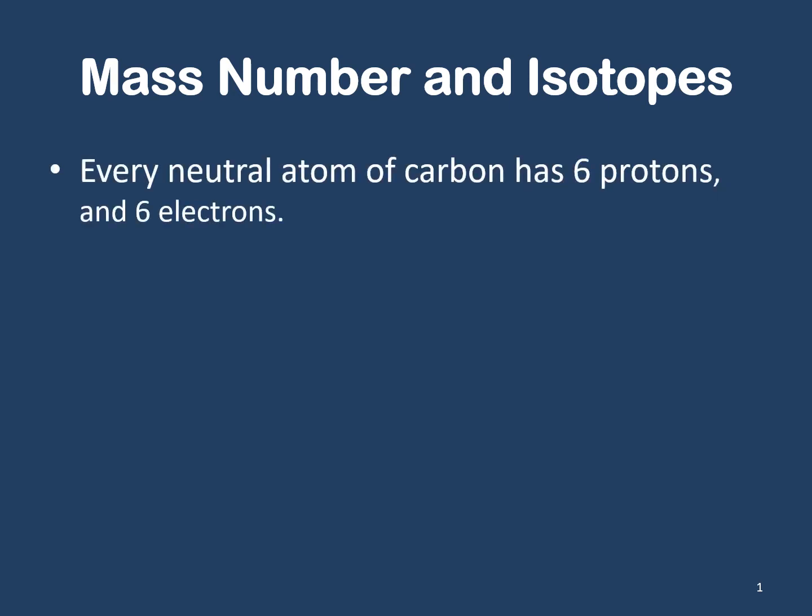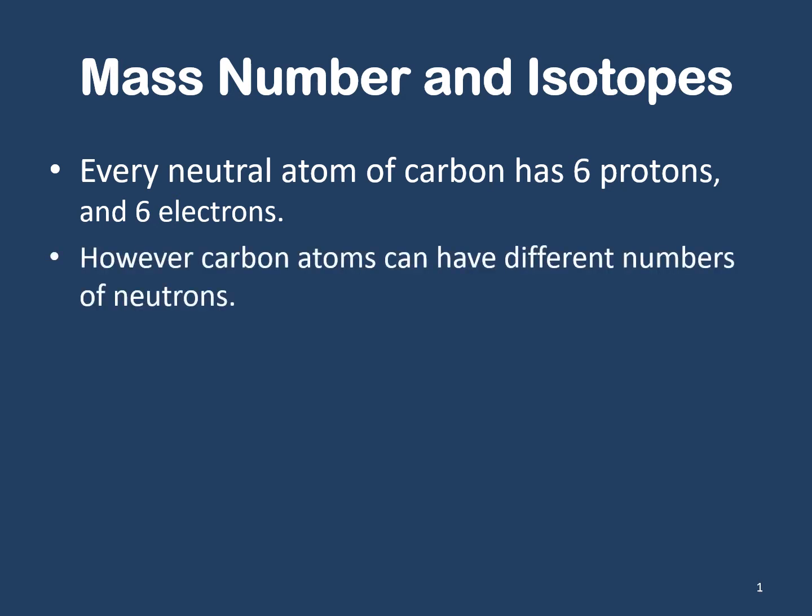So every atom of any element has a very specific number of protons. For instance, if we're talking about carbon, carbon is atomic number 6. All carbon atoms have 6 protons. And if that carbon atom is neutral, i.e. no charge, then it must also have 6 electrons. However, carbon atoms can have different numbers of neutrons. So, for instance, I can have 2 carbon atoms that are both neutral with 6 protons and 6 electrons, but with different numbers of neutrons present.